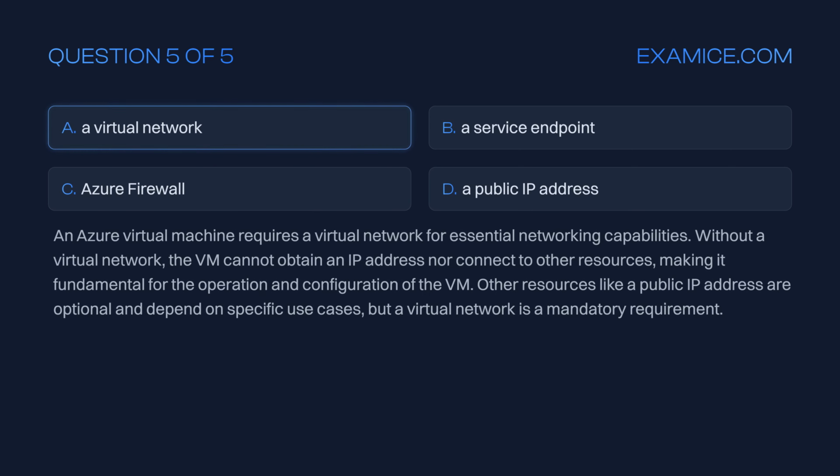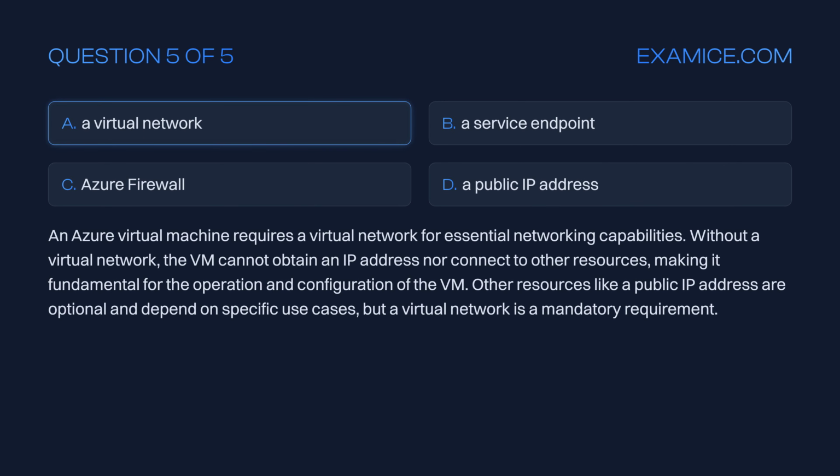The answer is option A. An Azure virtual machine requires a virtual network for essential networking capabilities. Without a virtual network, the VM cannot obtain an IP address nor connect to other resources, making it fundamental for the operation and configuration of the VM. Other resources like a public IP address are optional and depend on specific use cases, but a virtual network is a mandatory requirement.